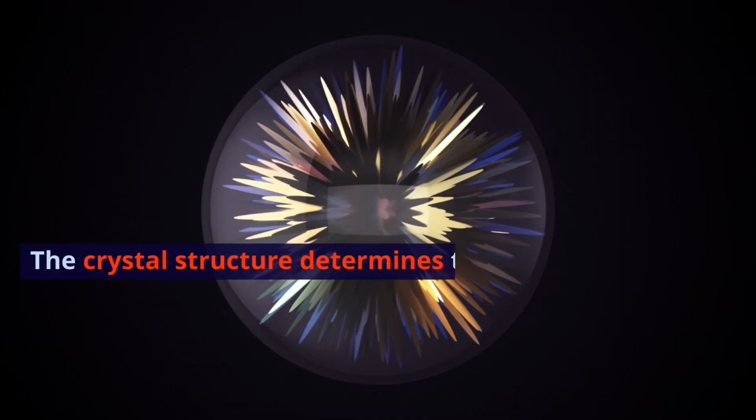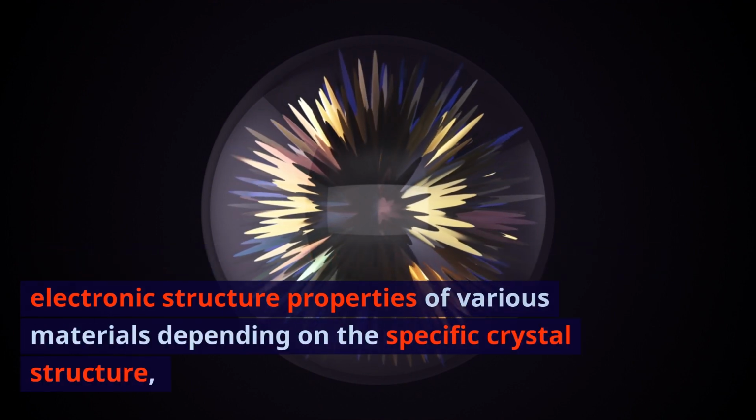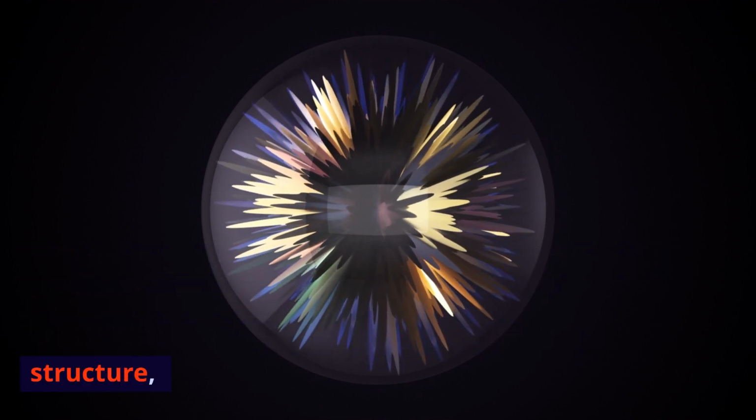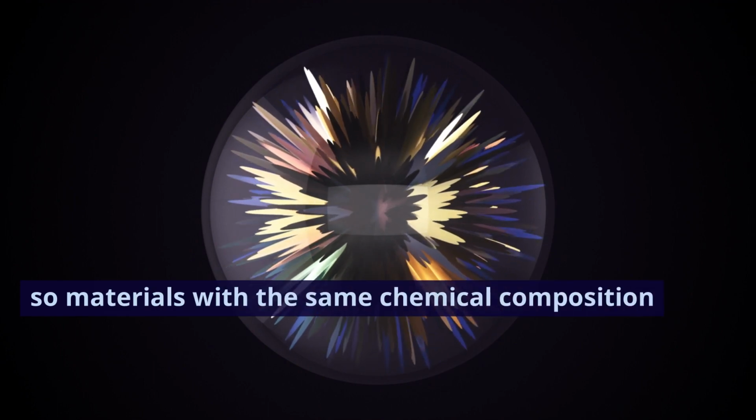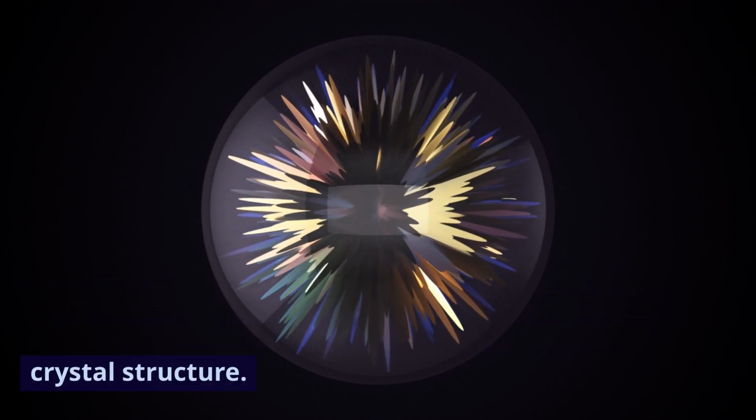The crystal structure determines the physical and electronic structure properties of various materials depending on the specific crystal structure, so materials with the same chemical composition can have different properties depending on their crystal structure.